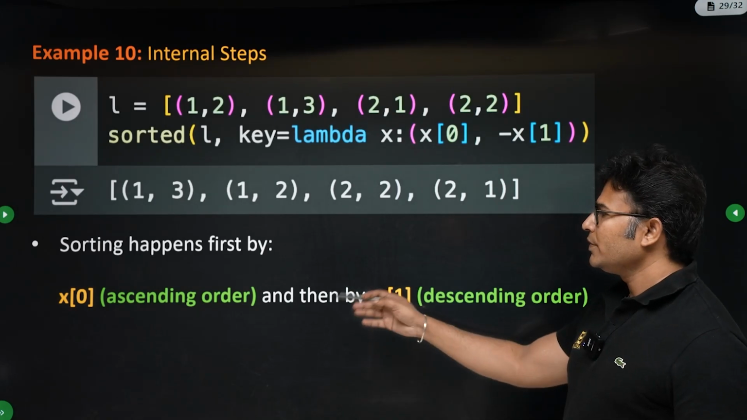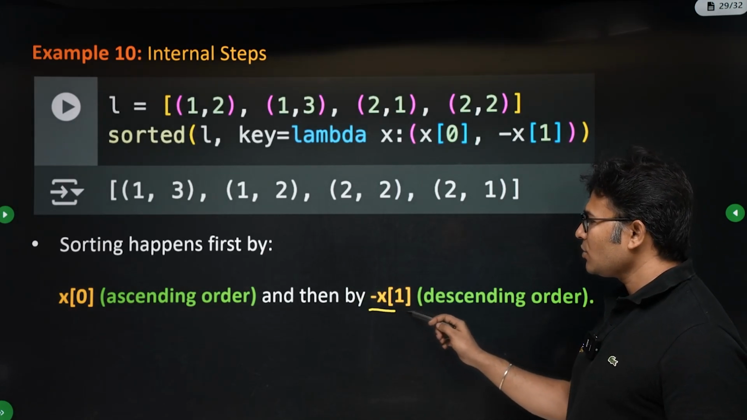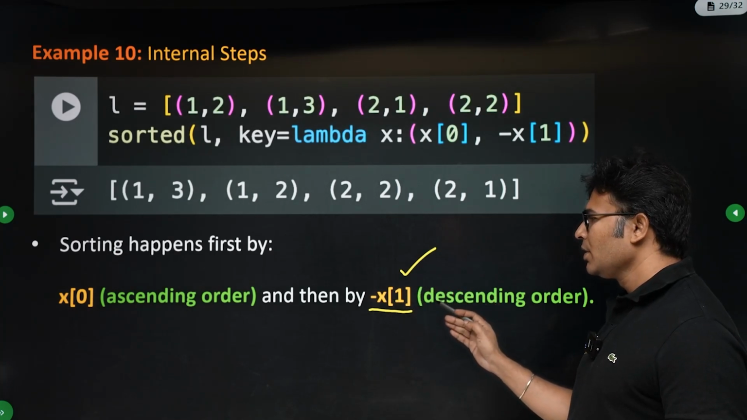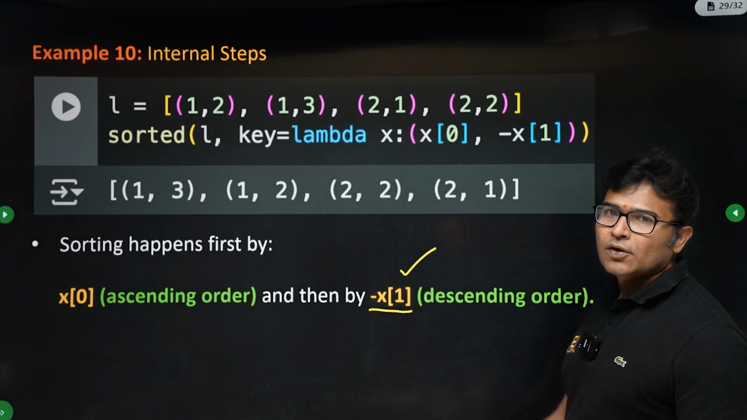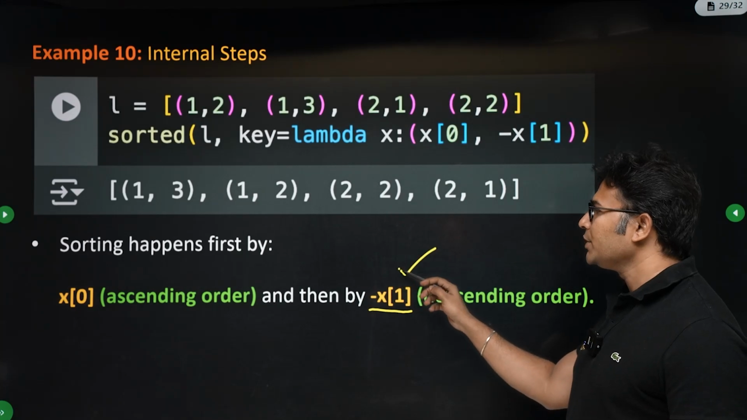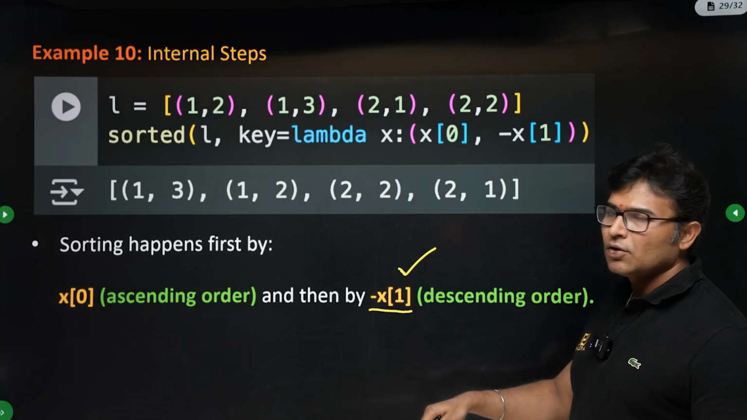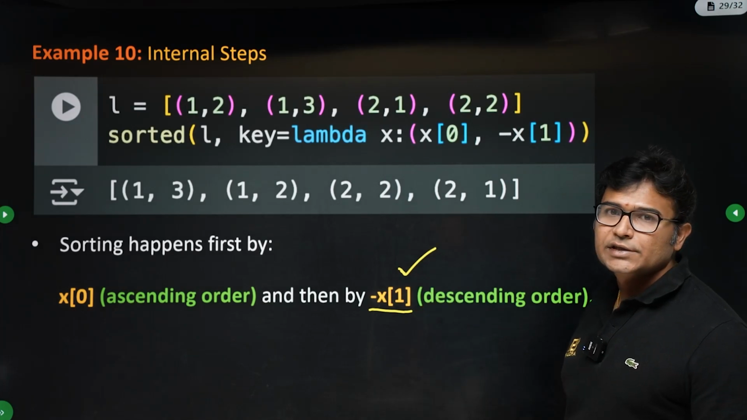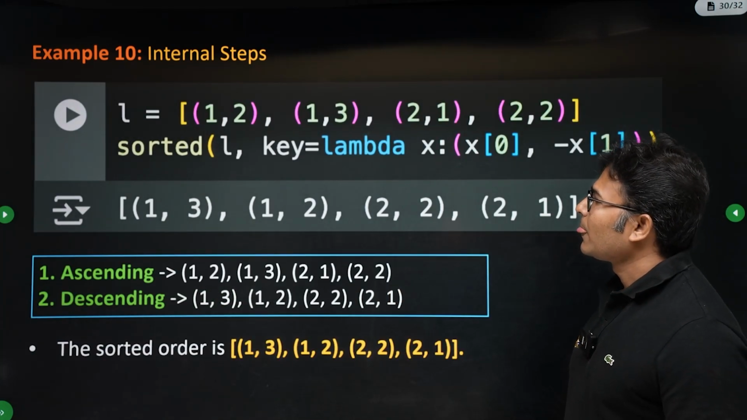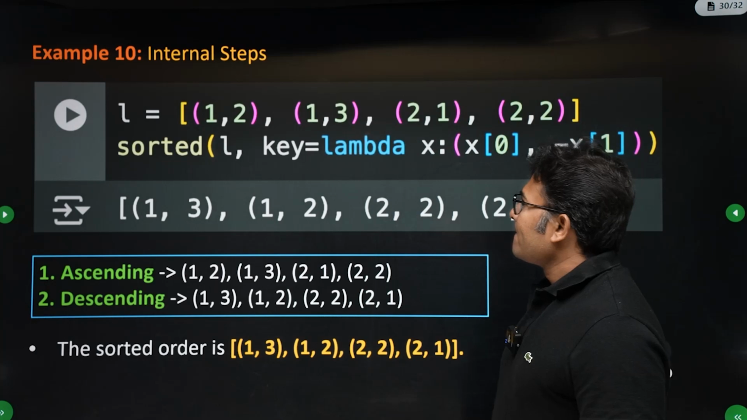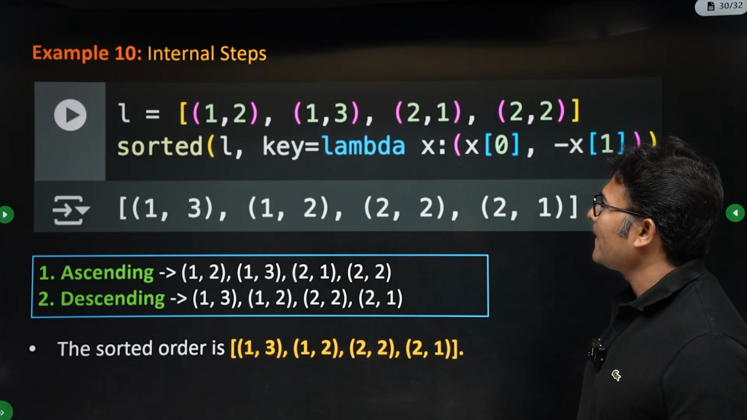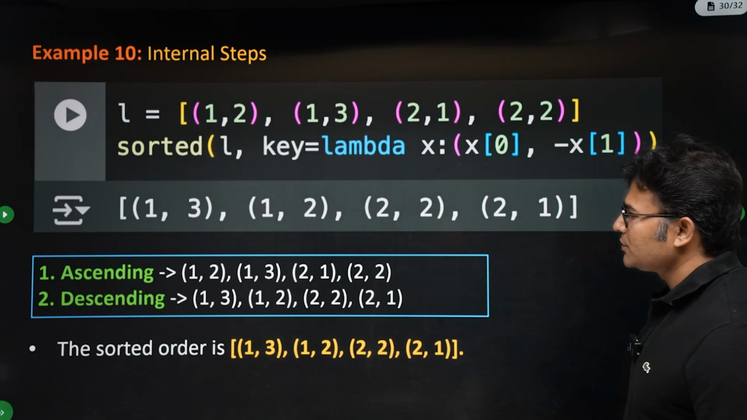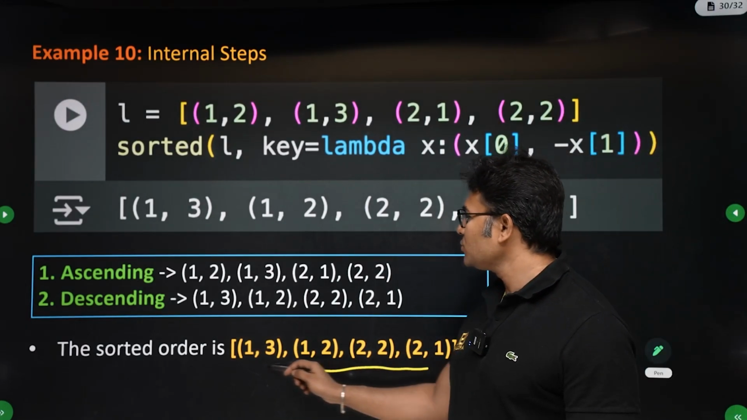So x of 0 in the ascending order and minus x of 1 is given, which means minus x of 1 is in the ascending order, which means x of 1 is in descending order. Okay, don't get confused here. Minus x of 1 is in ascending order, which means x of 1 is in descending order. So this example that we have just seen, the sorted elements are these.